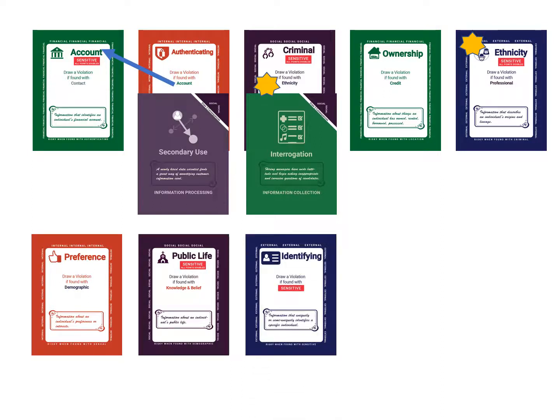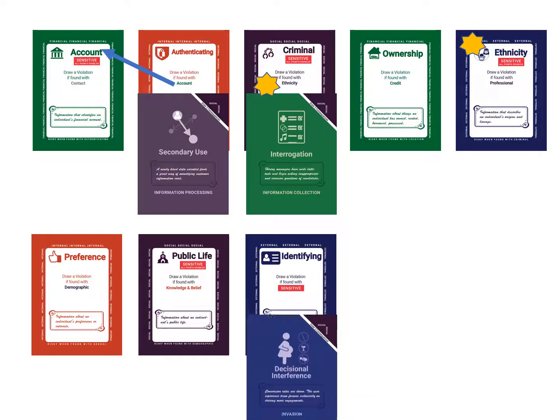Our next information card is identifying information. These are things like national identifiers, names, and even unique internal identifiers. This information card is risky with any sensitive information, and since we have sensitive information, we draw a violation. Here the violation is decisional interference.